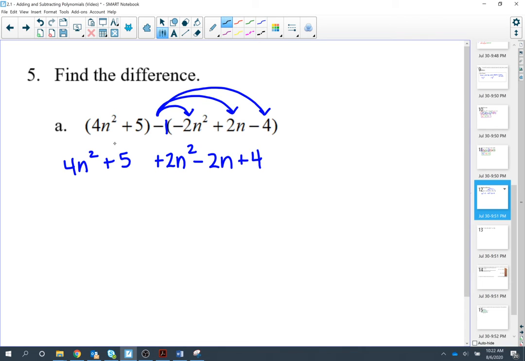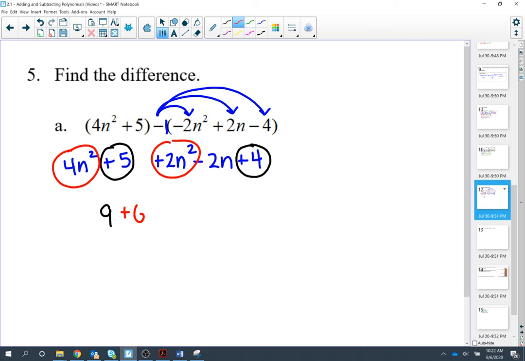So I'm going to grab my 5. I'm going to grab my 4. Those are my constants. 5 plus 4 is 9. Then I'm going to grab my 4n squared and my 2n squared. And 4n squareds plus 2n squareds is 6n squareds. And then last but not least, I still have a -2n. He doesn't have a buddy, so I bring down -2n.